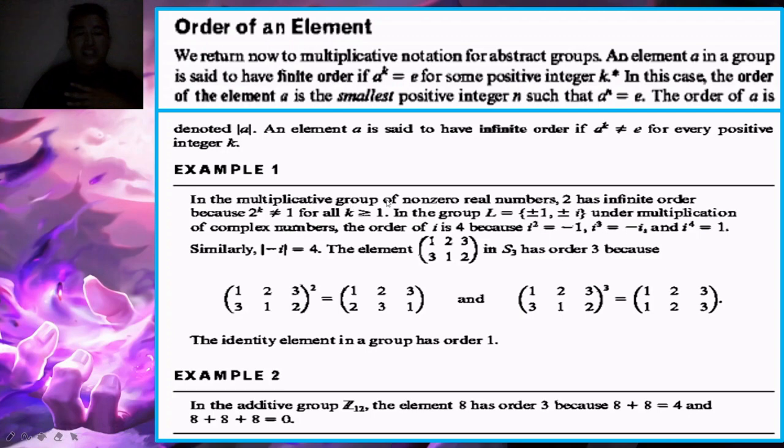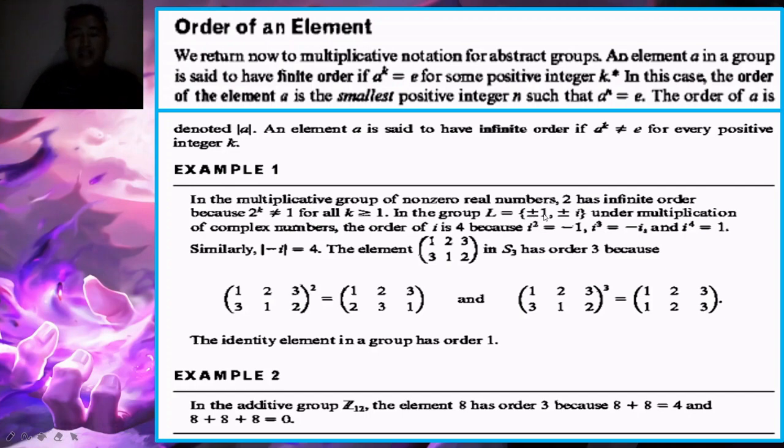So, in the multiplicative group of non-zero real numbers, non-zero ang mga members. Okay. So, 2 has infinite order. Infinite order, class, ang atong 2, kay bisan unsa nga power sa 2, dili gyud siya ma-equal sa E. Tama? Because 2 to the power of K is not equal to 1. Okay, 1 man ang atong identity. Diba? E man 1 siya sa multiplicative. So, 2 to the K is not equal to 1 for all K greater than or equal to 1.